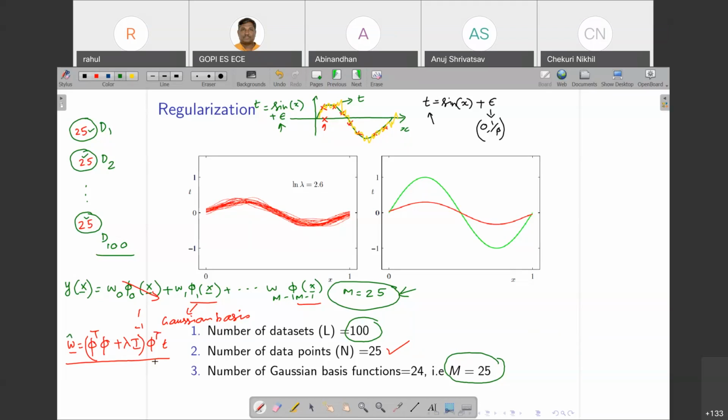Now what you see here are many sine waves. You can see that they are not exactly sine waves; they are the many fittings used to fit the sine wave. Imagine one line like this, then one more line like this, then one more, and so on. So there are many fits, one for every data set, and we have 100 data sets.